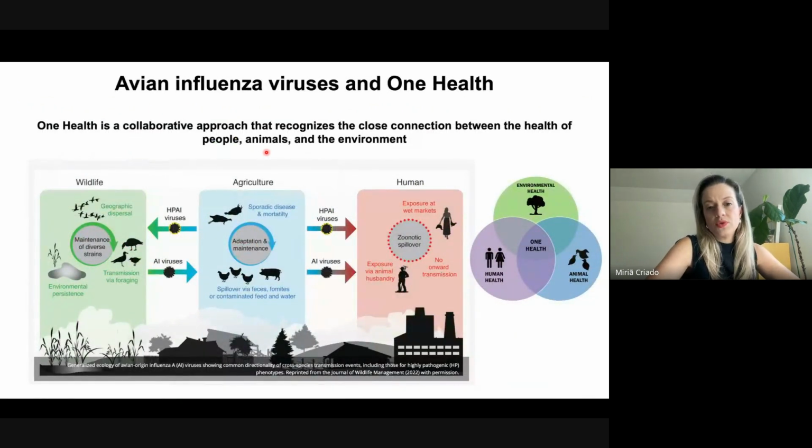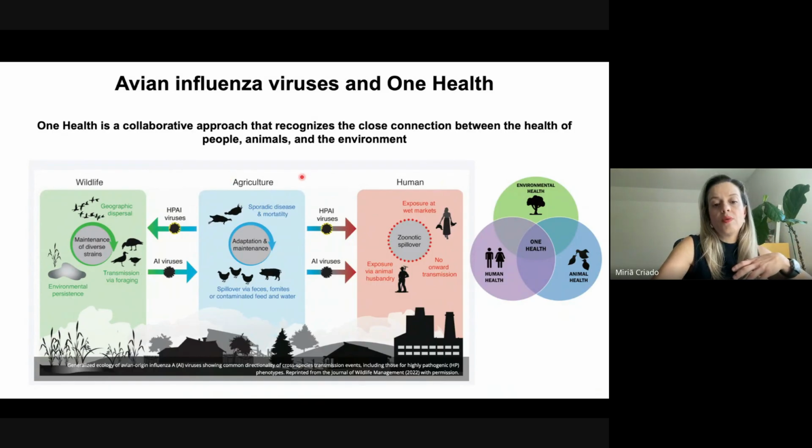I hope today I was able to give you a brief idea of how influenza virus and One Health are connected. When I talk about One Health, it is the concept that the health of animals, humans, and the environment is interconnected. And this picture shows that if we understand how the virus has been circulating and maintained in wildlife, we will be able to understand and control how it is adapted and maintained in animals in agriculture, and how it can spill over to humans. Then we can better control the zoonotic disease or other animals that can be involved, not only agriculture animals.